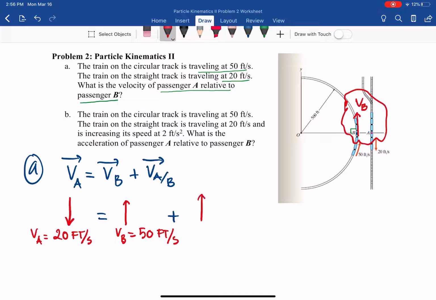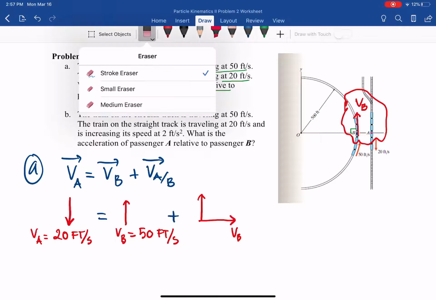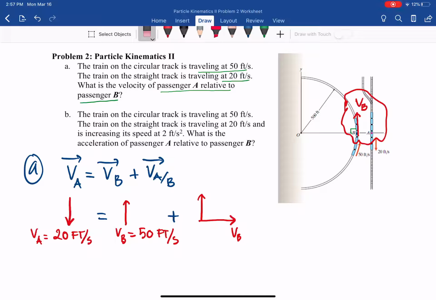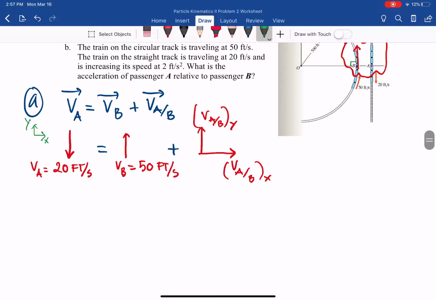So we can break it down into X and Y components. VA relative to B, X components, and VA relative to B, Y components. And we assume positive X and Y as usual. And we break it down into components and solve, right? So let's do it here.